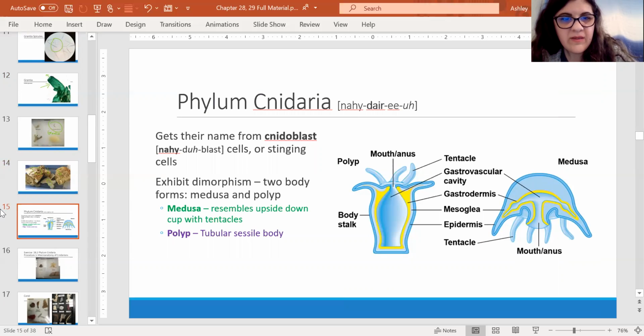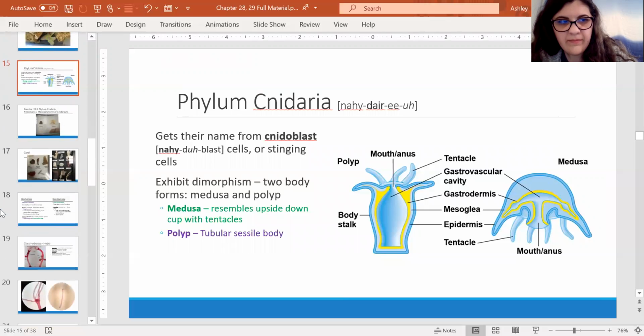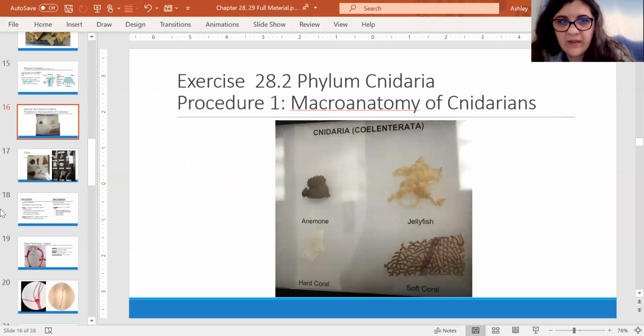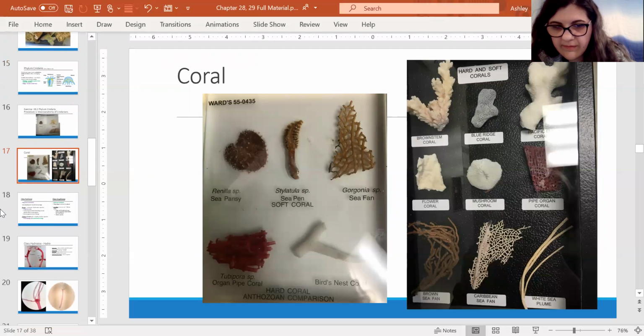So that brings us to the cnidarians. The jellyfish, the corals, and Hydra are in this group. They get their name from their cnidoblast stinging cells. They have 2 body types, medusa and polyp, which are shown here. And then you have some examples from lab. We have a sea anemone, jellyfish, coral, hard and soft coral, and then more coral here.